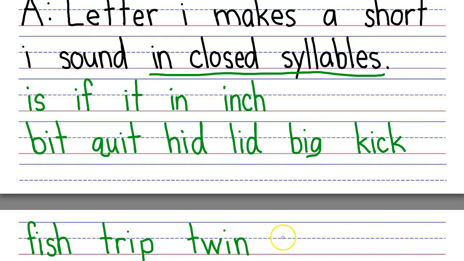Twin. Next word, crib. We have a C that says k, an R that says r, an I that says I, and a B that says b. The B is a consonant letter, so the I makes its short I sound. K, r, I, b. Say it together fast. Crib. So there you have it. You can now sound out all of these types of words with a short I sound.